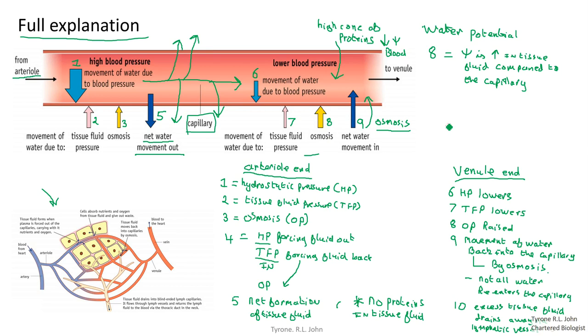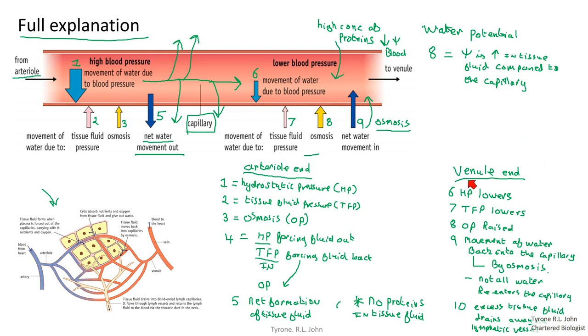I've summarized the explanations in green. All my numbers relate to the arrows, except for number 10, which is relating to the lymphatic vessels. Okay, so make sure you are happy with what I've gone through there before you move on to the next slides, which are to do with disorders of tissue fluid and how it is formed and how tissue fluid re-enters the capillary.